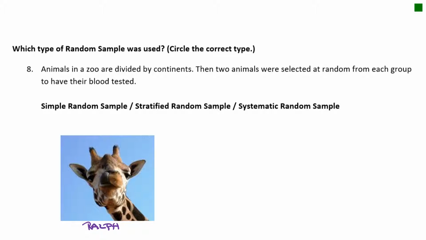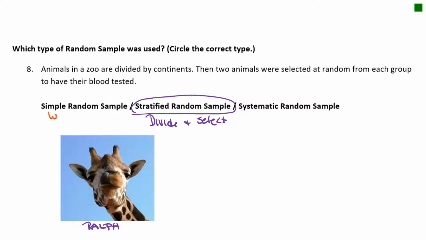Ralph the giraffe. Which type of random sample was used? Now it says it's random, so that means my choice is either simple, stratified, or systematic. Animals in a zoo are divided by continents. Then 2 animals were selected at random from each group to have their blood tested. So we first divided, then we selected. Divide and select is stratified. Remember, stratified is divide and select.